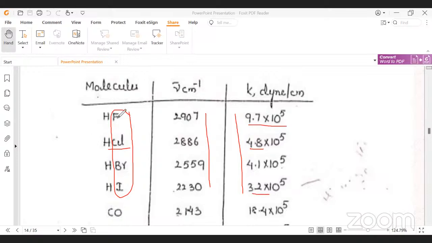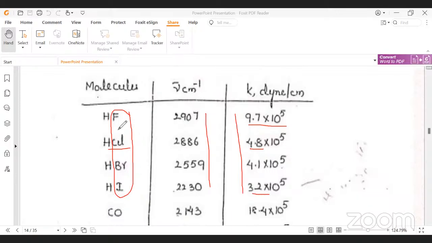The electronegativity decreases, and the force constant also decreases. Simple. Why does it decrease? Simple logic. When the bond between hydrogen and fluorine is very strong, compared to hydrogen and chlorine, hydrogen and bromine, and hydrogen and iodine.